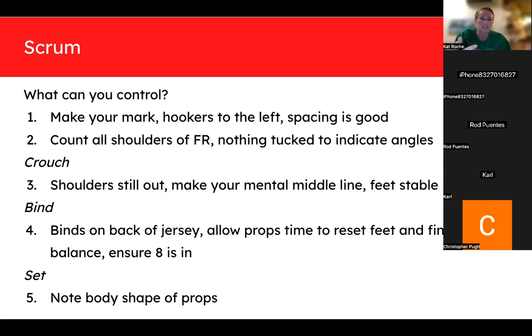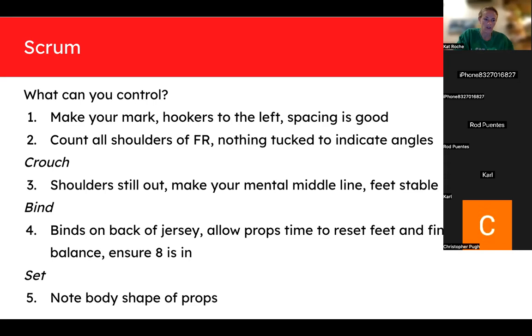I look at all the shoulders of the front row. I make sure that when people are binding up, their shoulders are not tucked under, which can indicate that they're already going to be on an angle. So I make sure I've got 6 shoulders on one side, 6 shoulders on the other. That's when I say crouch.